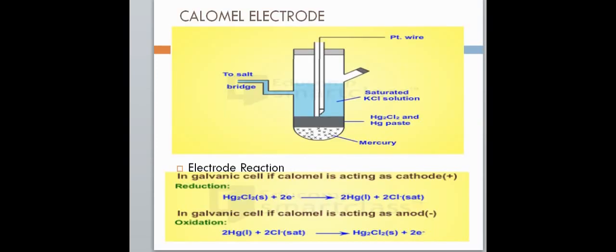Let's take a look at the second type of electrode, that is the calomel electrode. Now this is how the calomel electrode looks.